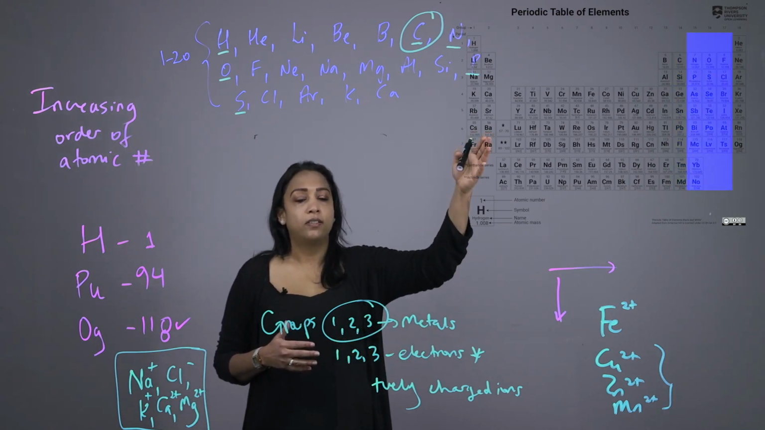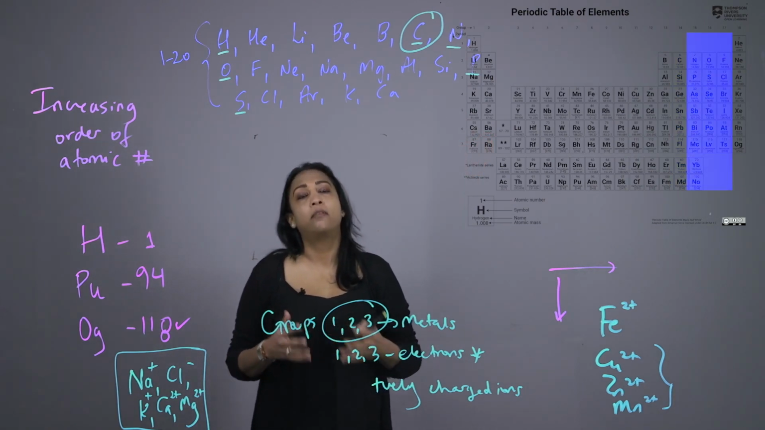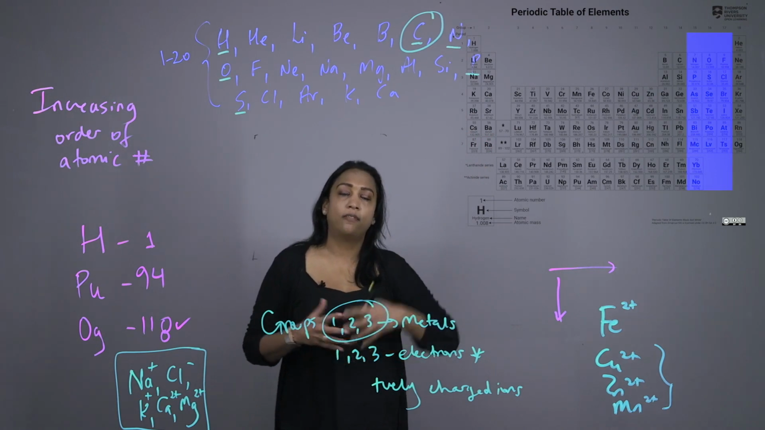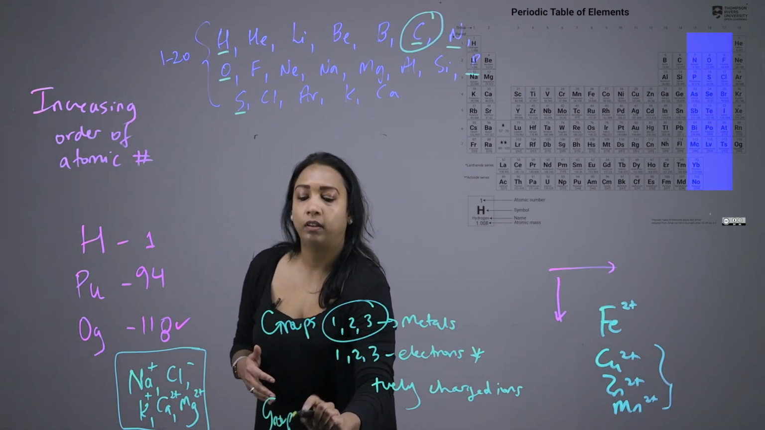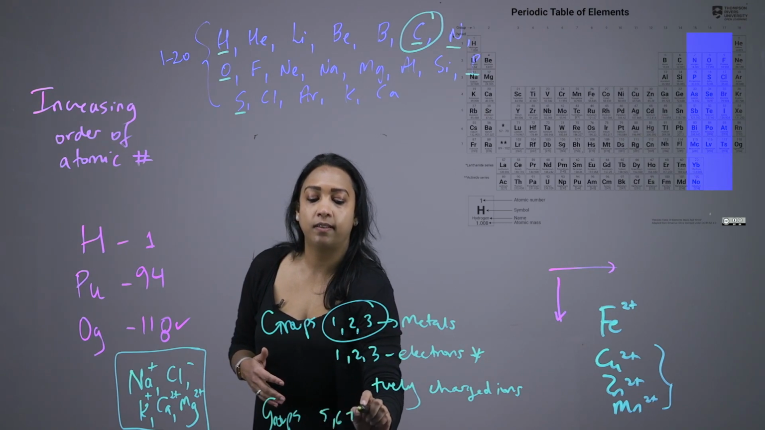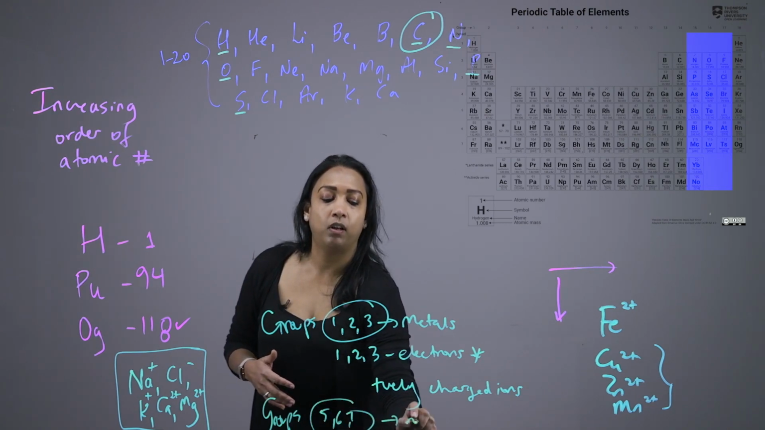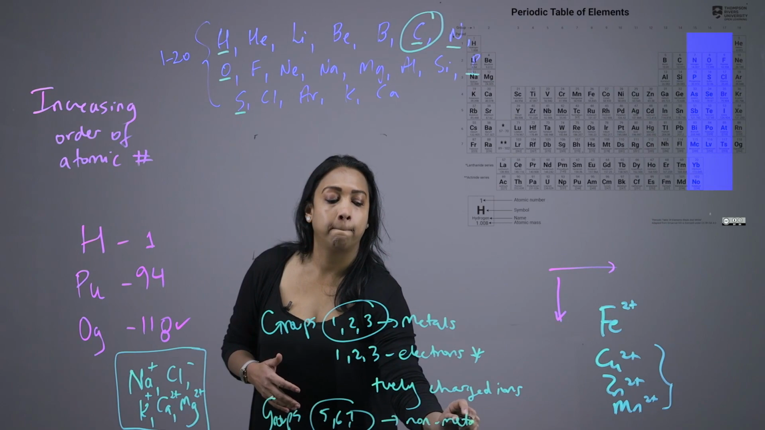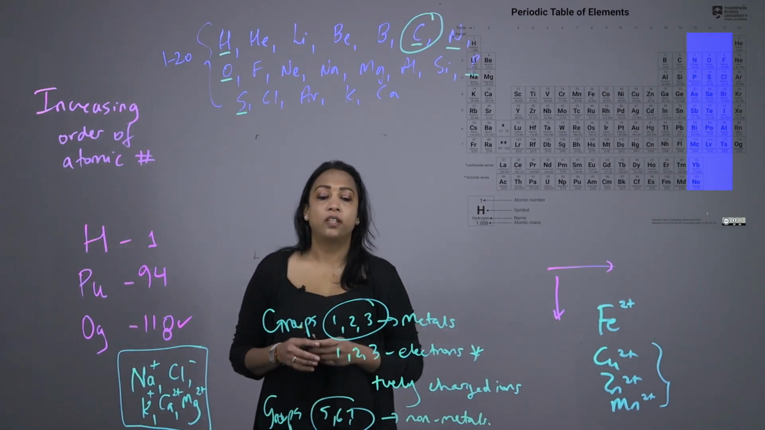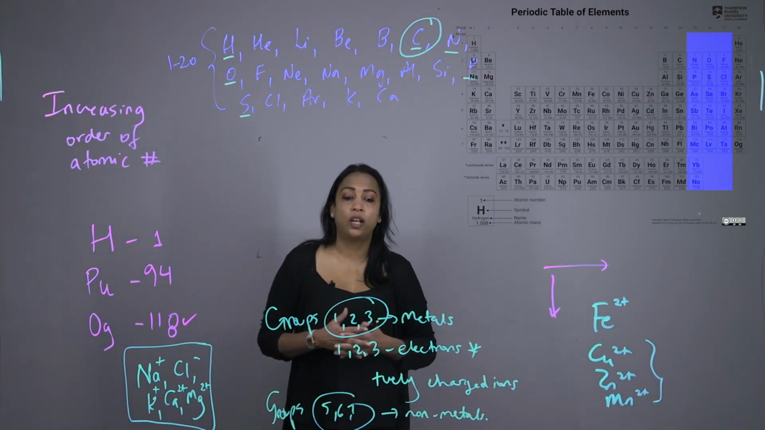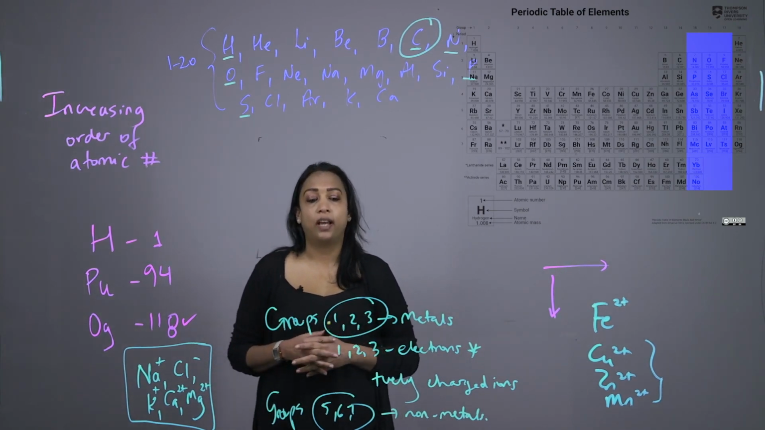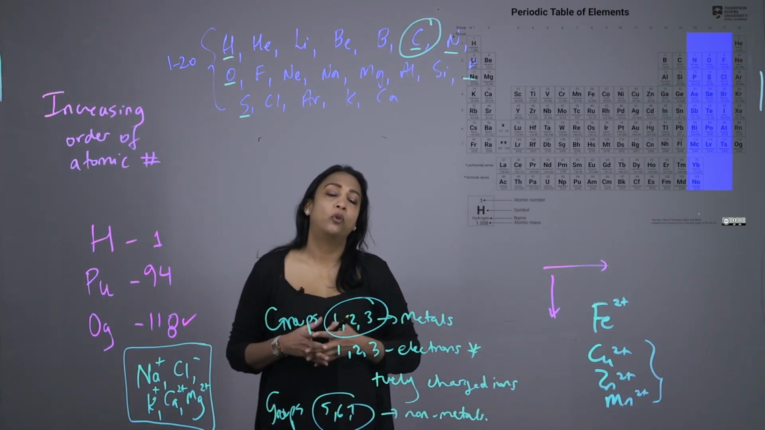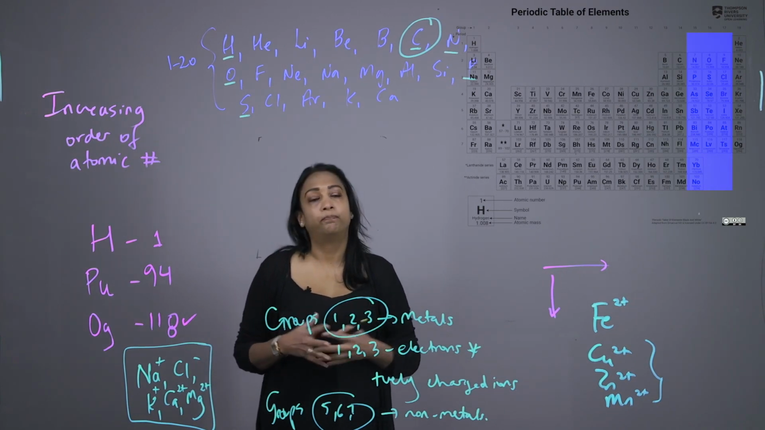Groups 5, 6, and 7, these are my non-metals. So we can write that. Groups 5, 6, and 7. These are my non-metals. So they have 5, 6, and 7 electrons in their outermost shells. And these elements tend to form negatively charged ions, and they can also form covalent bonds with each other.